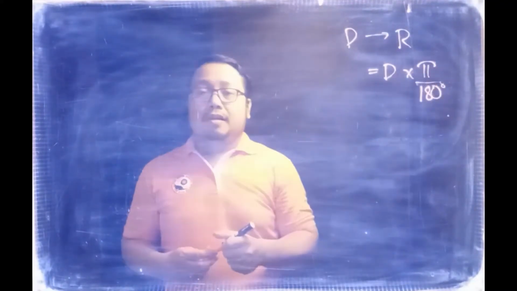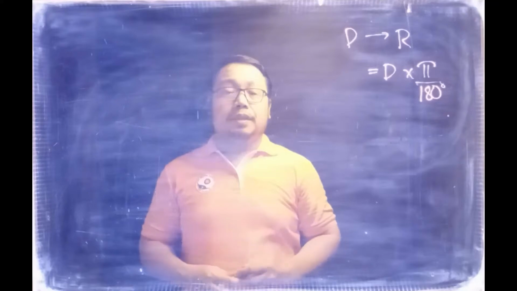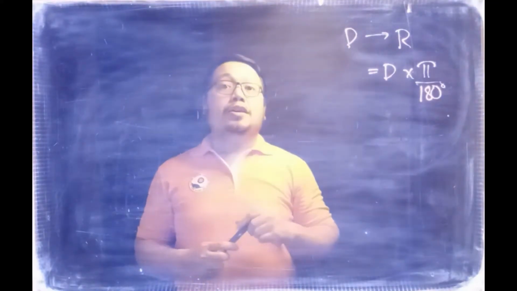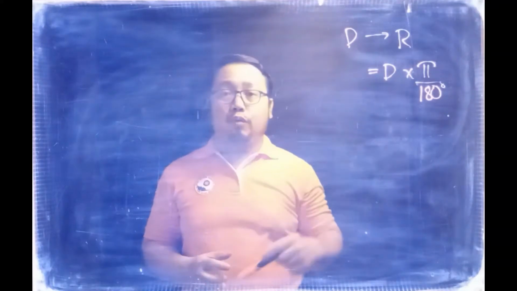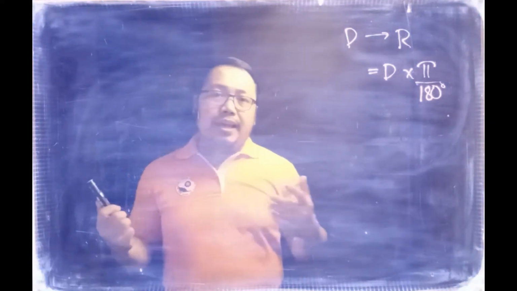So after going through this lesson, you should be able to convert the degree measure to radian measure or radian measure to degree measure. And also we're going to find the length of an arc intercepted by the given angle. So let's start with the conversion. To find the radian measure, given the degrees, you just need to multiply that given degrees by pi over 180 degrees. Let's have an example.